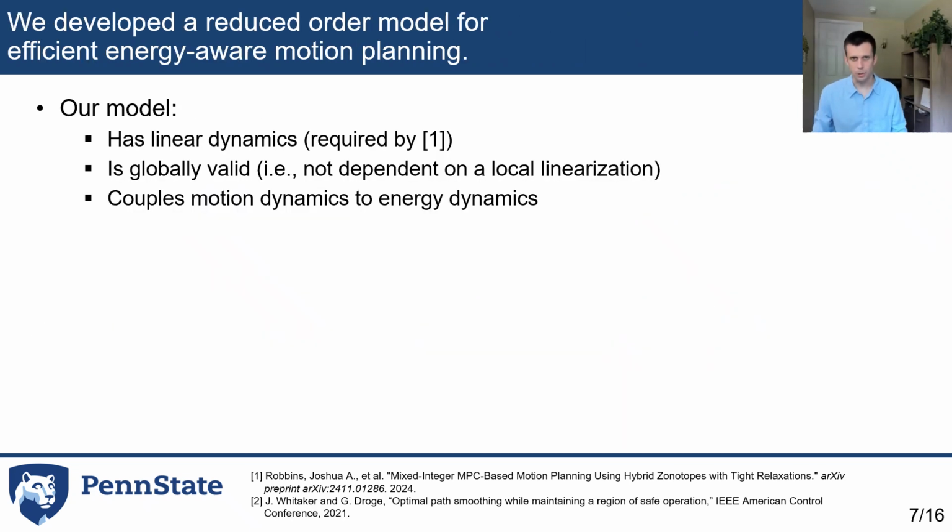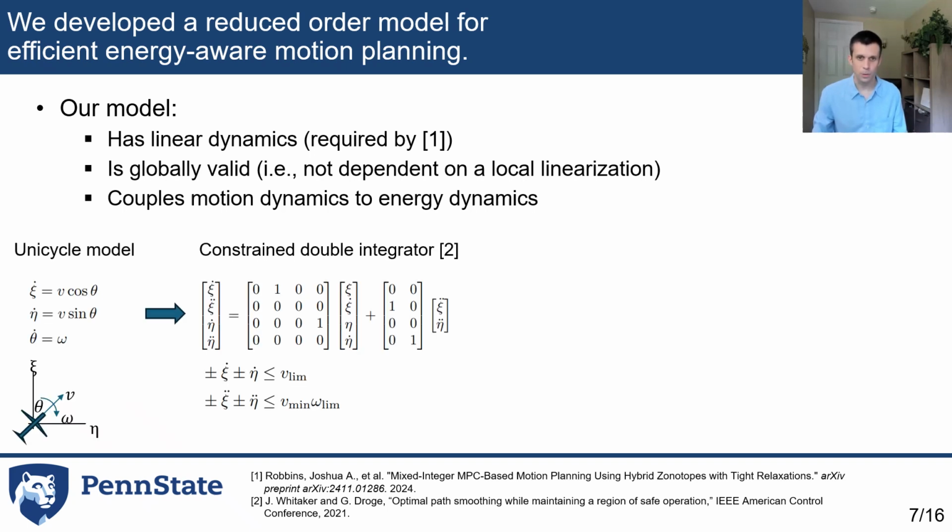The first of our contributions for energy-aware motion planning for UAS was to develop a reduced order model. So we sought a model that has linear dynamics, which is required by the motion planner we developed in prior work. And additionally, we needed a model which is globally valid since we were doing non-convex optimization. And of course, we needed this model to couple the motion dynamics to the energy dynamics. For the motion dynamics, we used a unicycle model, which is a commonly used reduced order model for motion planning, and transformed it into a constrained linear double integrator model by exploiting the differential flatness property of the unicycle model.